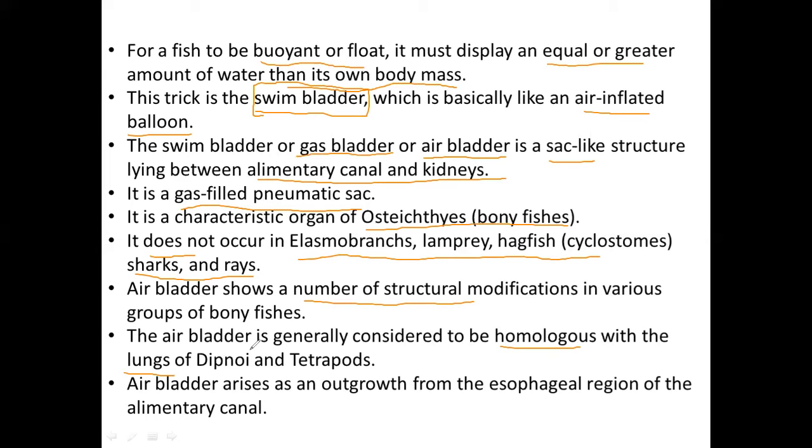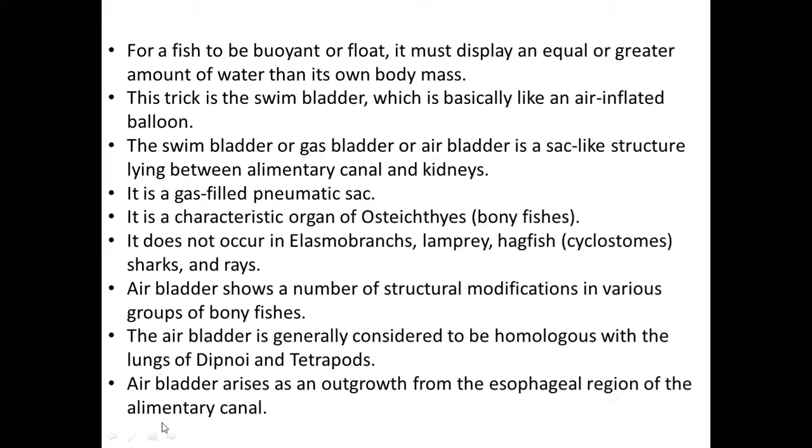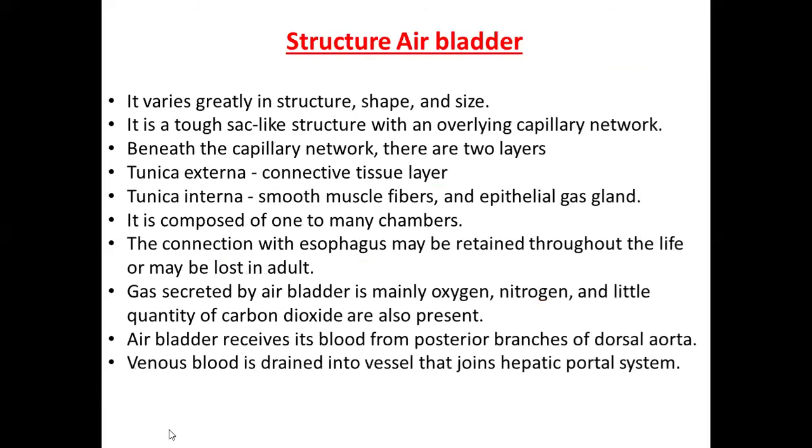Then, this is the point I've been saying from the first. The air bladder arises as an outgrowth from the esophageal region of the alimentary canal. So it will arise from the esophagus in the alimentary canal, either in a lateral way, ventral way, or dorsal way, based on the fish types. We'll see those types also.